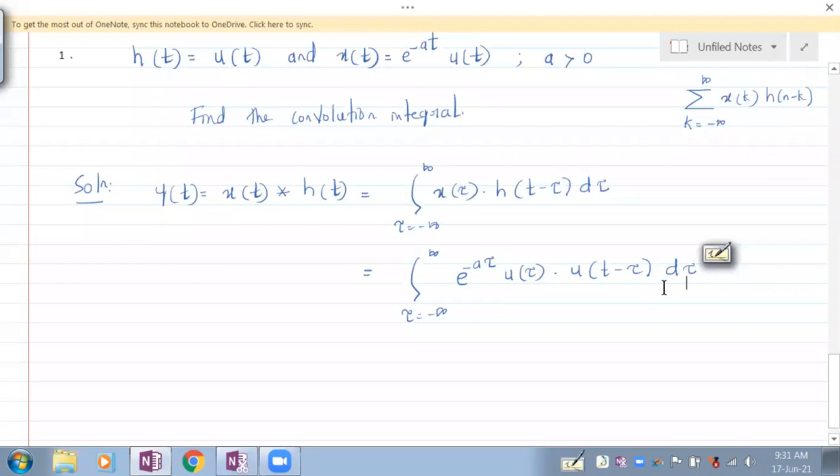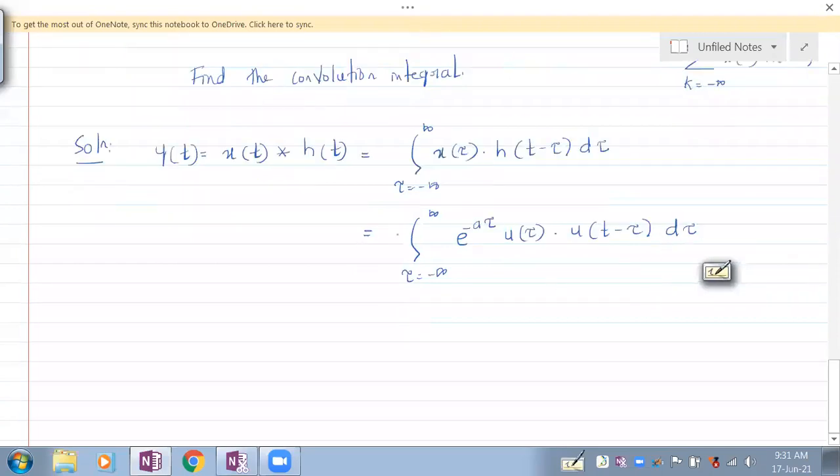Now let's again analyze these signals. What is this signal? This signal is a decaying exponential for, it's not k now, what is it? It's tau, for tau ranging from 0 to infinity. So this is a decaying exponential from 0 to infinity.